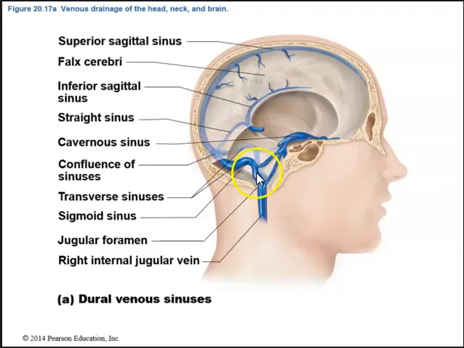And then all these sinuses will drain into the internal jugular vein that passes through the jugular foramen located at the base of the skull. So the internal jugular vein will then eventually drain into and join up with the subclavian vein to then form the brachiocephalic vein.